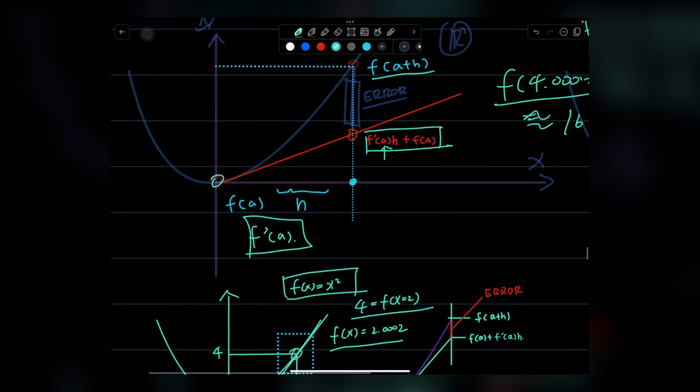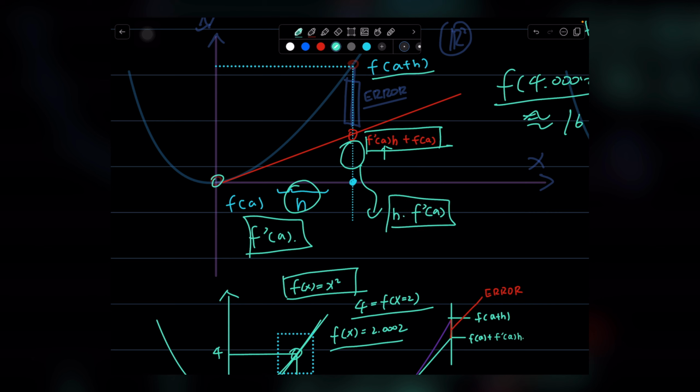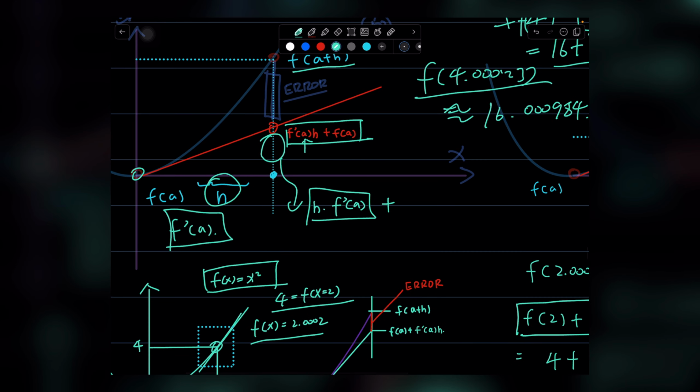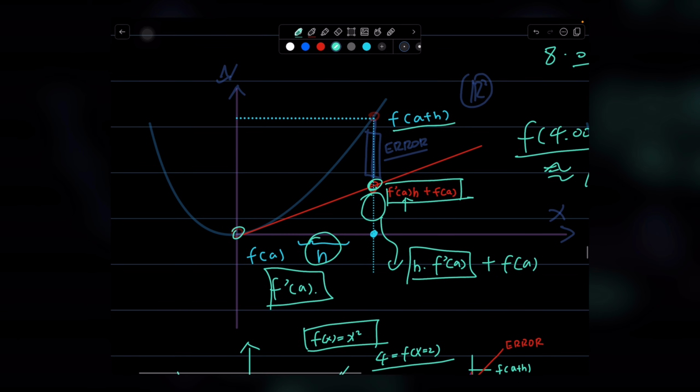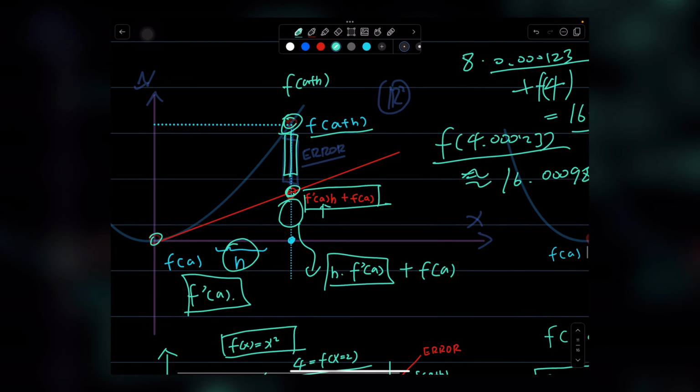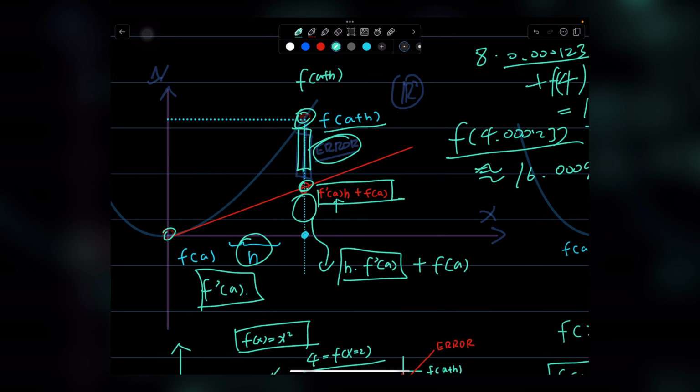When we want to approximate f at a plus h, when h is this big, the value of h times the derivative of f at a, plus the actual value of f at a, is equal to this. But in fact, for this nonlinear function, the real value of f(a plus h) is over here. The difference between the real value and the value we get from linear approximation is this error.